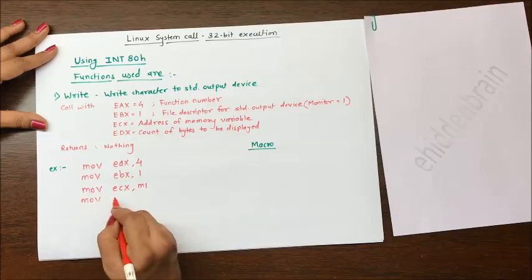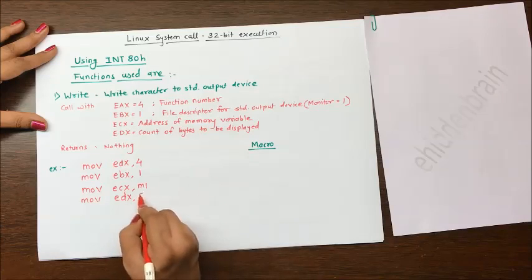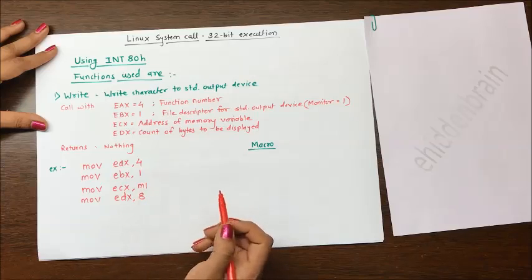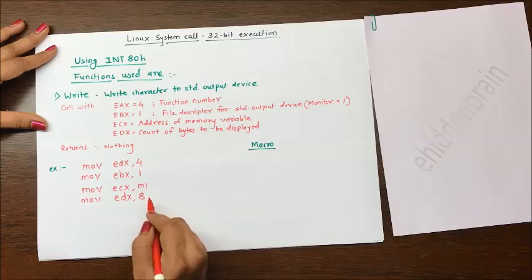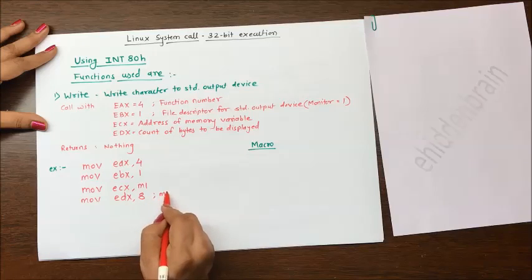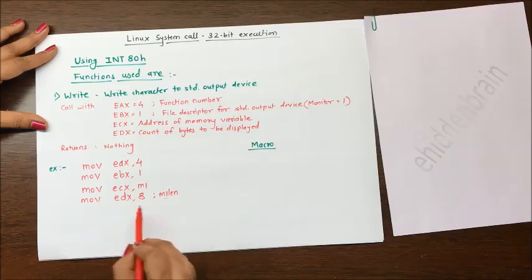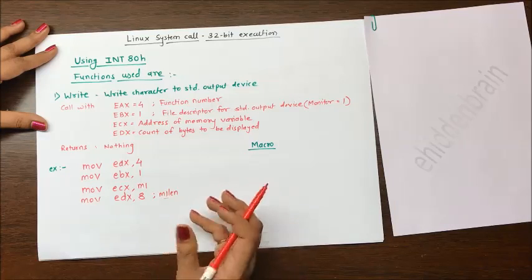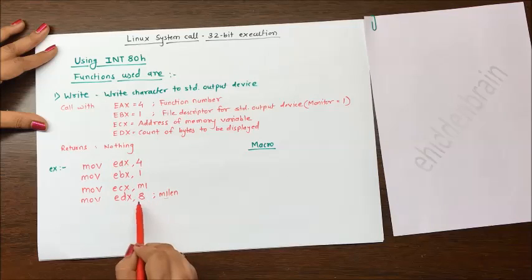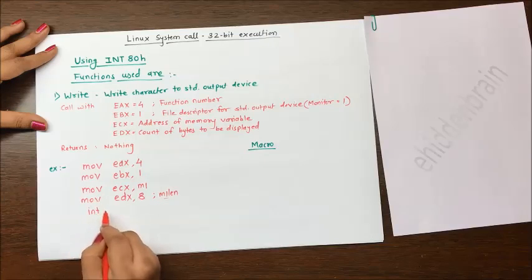The fourth statement is for EDX. If my address contains 8 characters, I will write 8 here, as I want to display 8 bytes. Generally the length of the message is saved in a variable called M1len, so you can write any variable name like M1len. That variable must contain the count of bytes to be displayed. You can also directly give that count of bytes to be displayed and move it into EDX. At the end you have to give the interrupt.